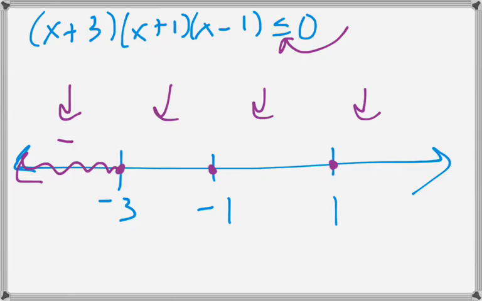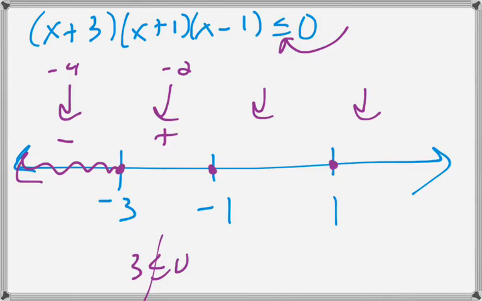If we substitute a number here, so like negative 2, for example, we could use. You can use any number between negative 3 and negative 1. Negative 2 is probably the easiest. If we substitute that in, we actually get a positive number. We get 1 times negative 1 times negative 3. So we get positive 3, and 3 is not less than or equal to 0. So since it's positive there, we don't have any solutions between negative 3 and negative 1.